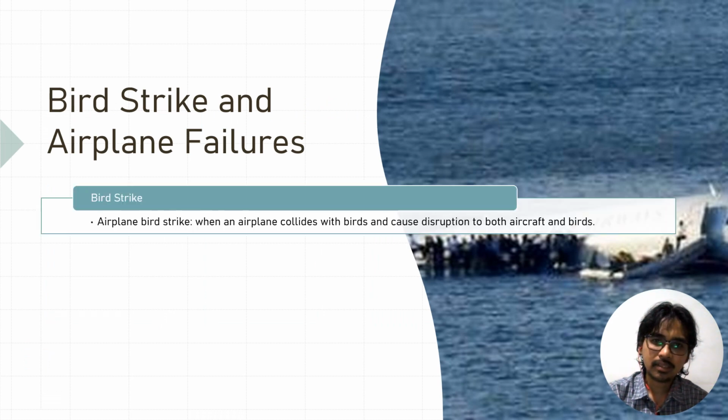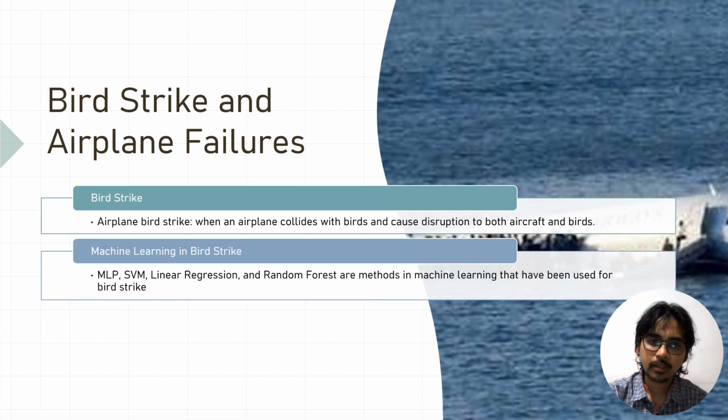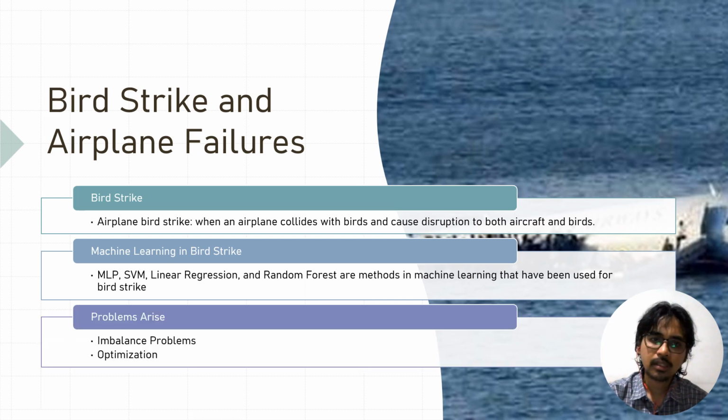Airplane bird strike is a term to describe an airplane colliding with a bird or a group of birds, which can cause disruption to the aircraft and threaten the bird's safety. There have been many studies that have also tried to predict airplane failure using machine learning, some of which use MLP, SVM, linear regression, and random forests. Some problems that are still opportunities in the subject, among else, are imbalance problems and optimization.